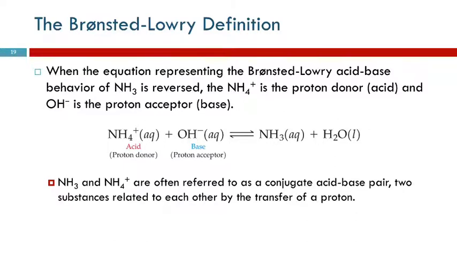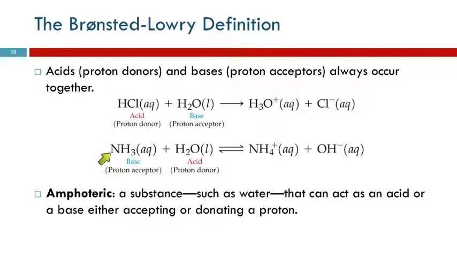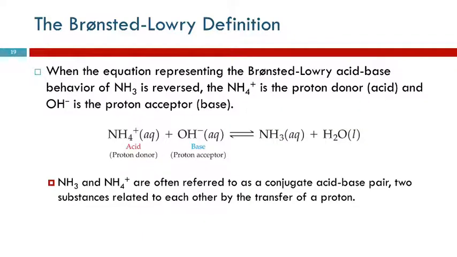So if we take this equation right here, so we've got ammonia plus water giving us ammonium plus hydroxide. If we write that backwards, ammonium plus hydroxide giving ammonia and water. Now who's the donor? NH4 plus is giving a hydrogen ion to hydroxide. Over here we have NH3. The difference between this and this is that it's lost a hydrogen ion. This is donating the proton, this is accepting the proton. This is the acid, this is the base.